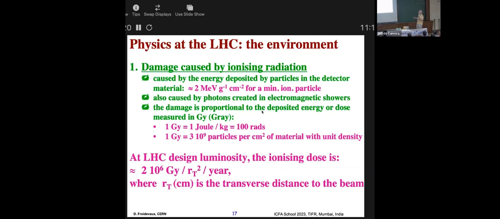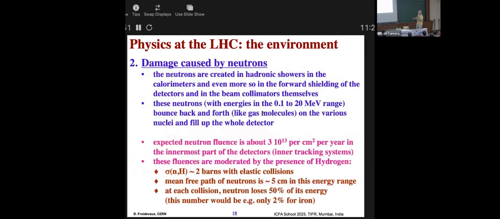They're also caused by photons, created in electromagnetic showers, and the damage is proportional to the deposited energy, or dose, measured in gray. The gray is 100 rads. So basically, the numbers we had to face: one ballpark number, 2 million gray, divided by the transverse distance to the beam squared, because the radiation is most abundant near the beams, per year. And that was our target.